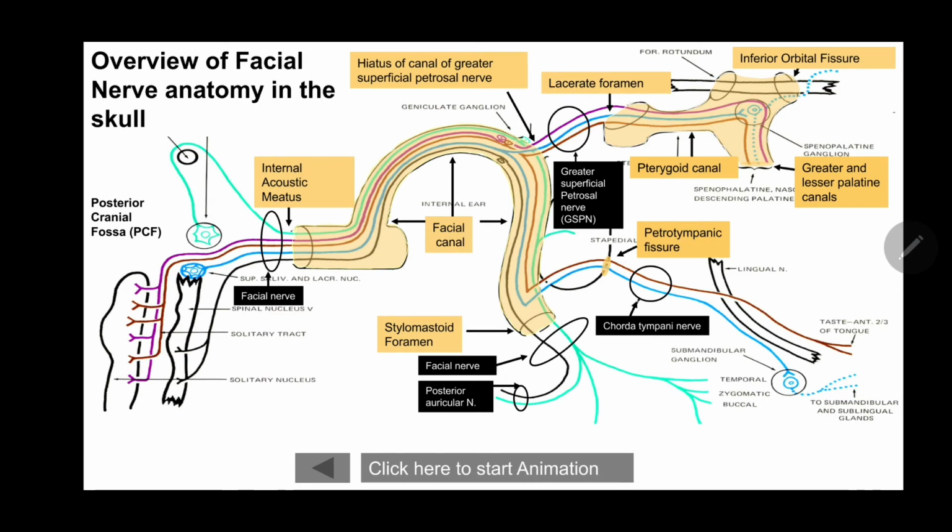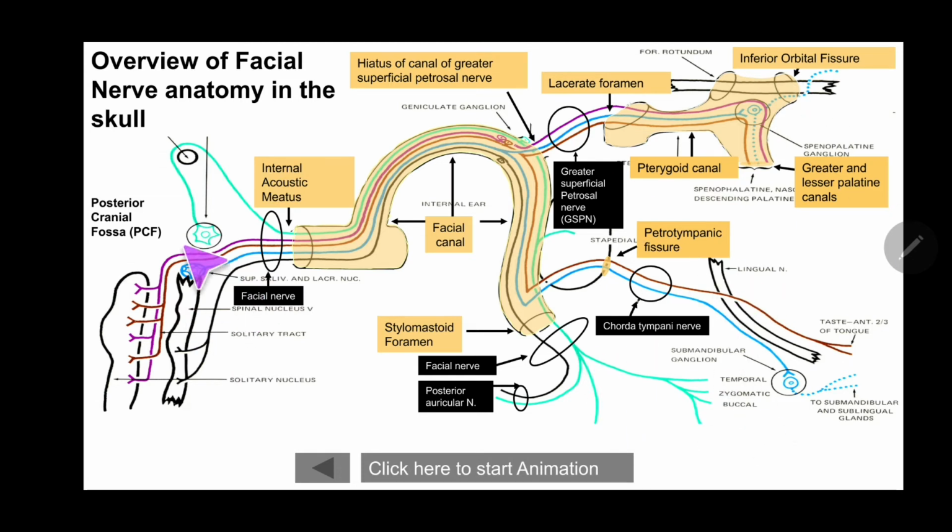Now look here, we are approaching the animation. Before starting with the animations, you should have an idea about all that I have drawn here, so just focus here. This is the overview of facial nerve anatomy in this skull, right? This much portion is extracranial also, with the branches coming out.